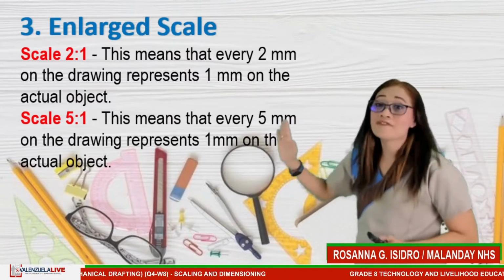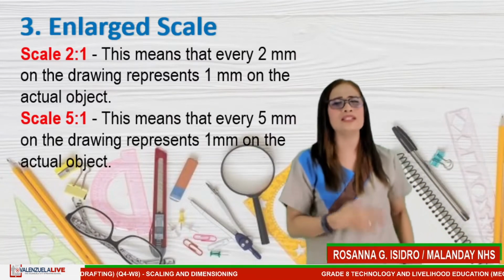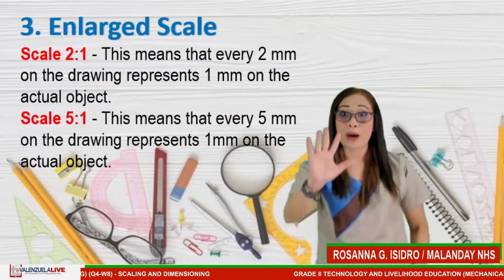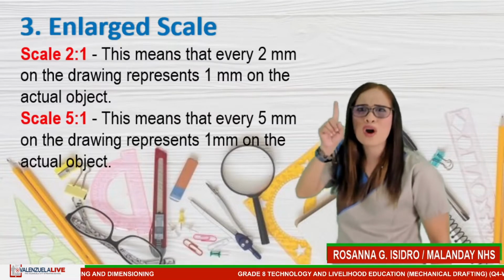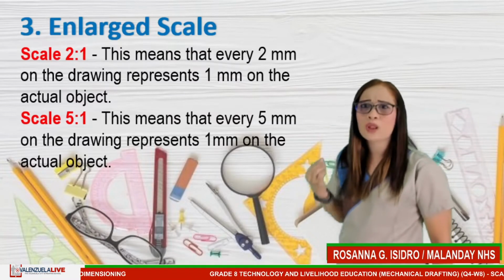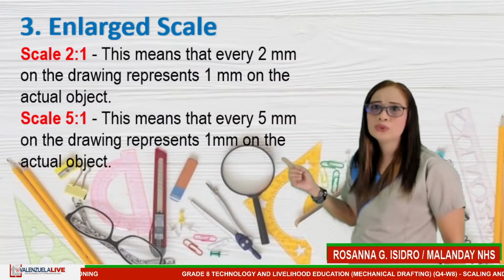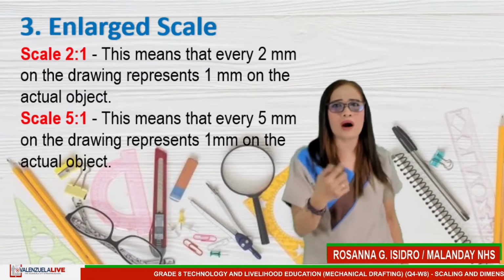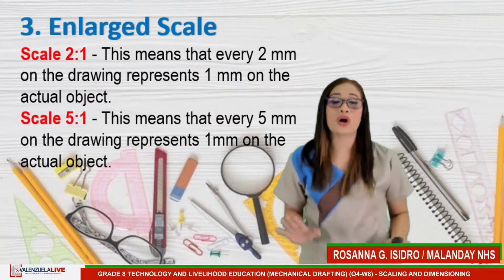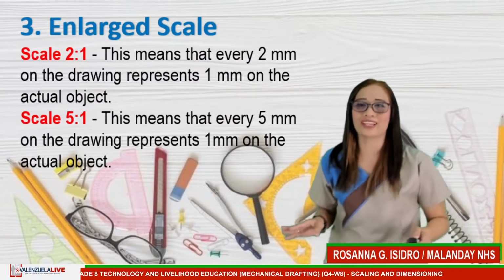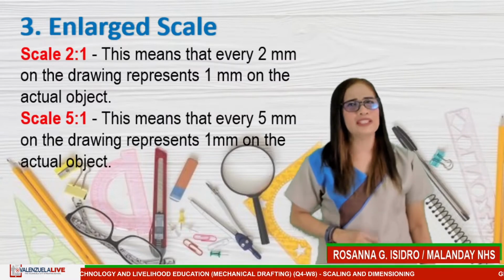While the scale 5:1 means that every 5 millimeters on the drawing represents only 1 millimeter on the actual object. These views on the drawing paper are 5 times larger than those of the actual object. Example, scaling down.